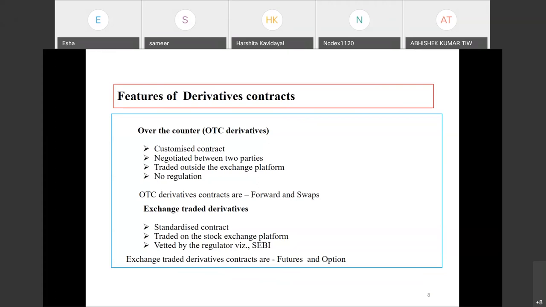Now take it vice versa. Suppose after 3 months, prices decline in the spot market, to around 700 or 800. What will that processor do? He will not purchase from the farmer. He will purchase from outside in the spot market, and he gains the profit. And the farmer cannot take any legal action against him, because there is no regulation. It is negotiated between two parties, on mutual understanding. When a contract is based on mutual understanding, there is the largest possibility of default. Such OTC derivatives are forwards and swaps.